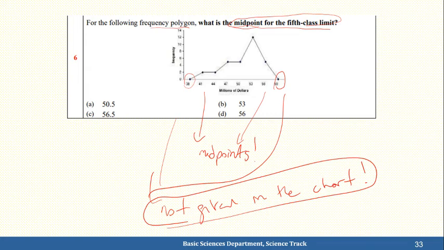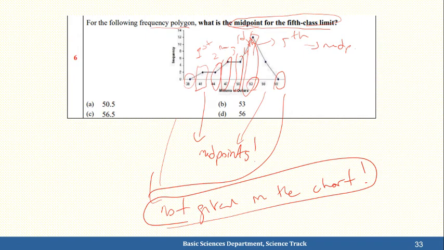So we start from the first one, which is the midpoint of the first class, then the second one, and the third one, and the fourth one, and the fifth one. The fifth midpoint will be 53 here. Because this is 38, 42, 41, 44, 47, this has to be 53, which makes B.